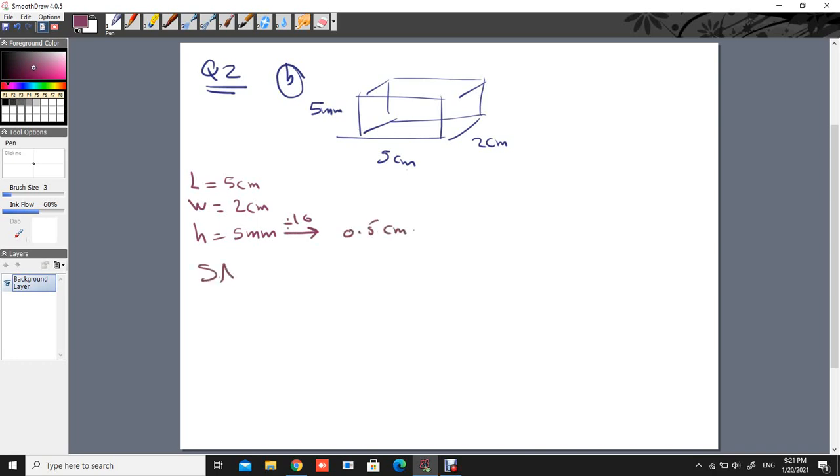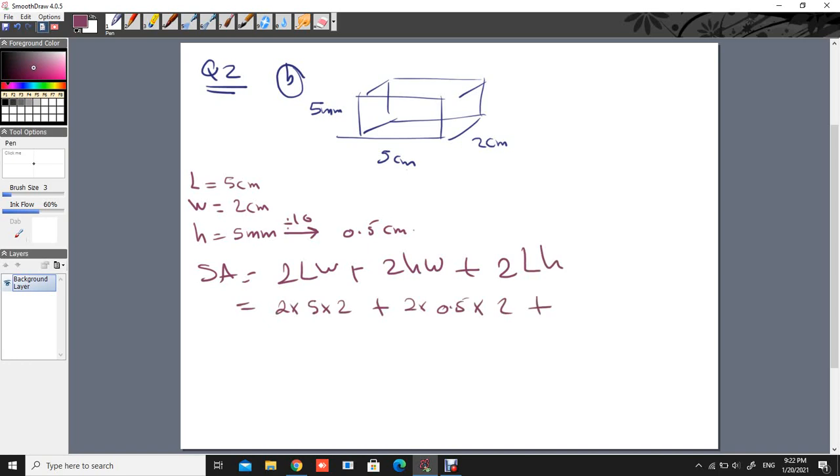Now the surface area equals 2 times length times width plus 2 times height times width plus 2 times length times height. Substitute now. 2 times length 5, the width is 2, plus 2 times the height 0.5 times the width 2, plus 2 times the length 5, the height is 0.5. Now here multiply, then add the result.